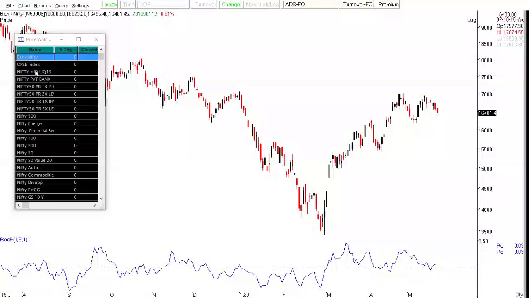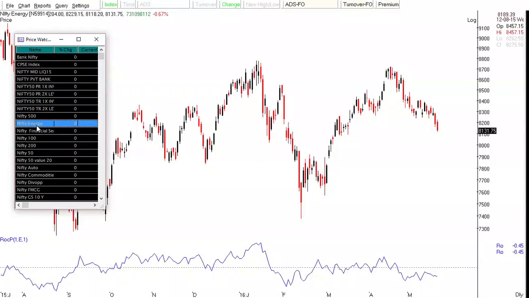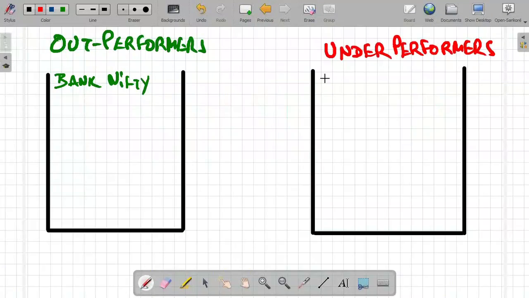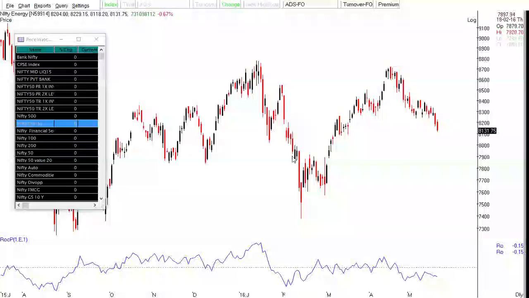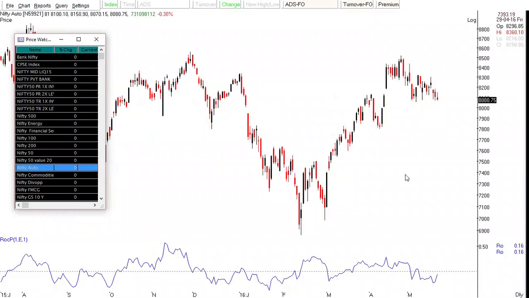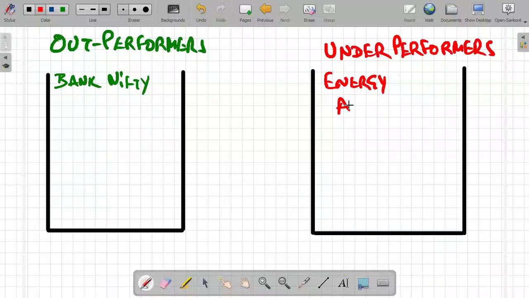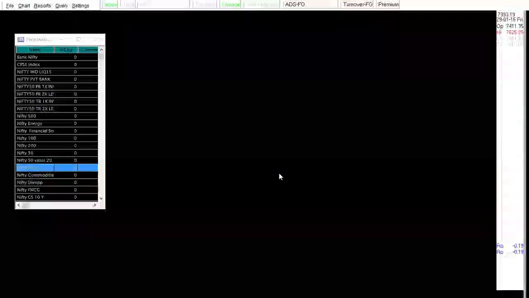Let's go back and find energy. I can clearly see it's coming down, so the sign is negative. So it's an underperforming sector, and I write energy. I'm doing it a little primitively, but all these things can be automated. Let's say Nifty Auto. What is auto doing? It's been in a short-term downtrend, below zero. What is the sign? Negative. So auto. Let me do two more.